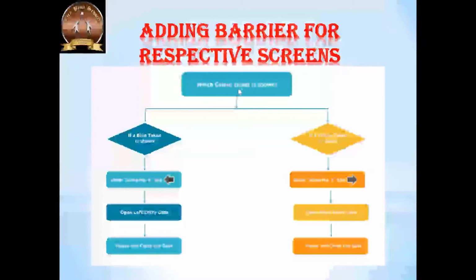Now again, the control of the barrier is dependent upon the color sensor. So now if a blue token is shown, then display screen 4 and open the left entry gate. That means we are going to use two motors here in this project, for two barriers. The left entry gate will open, wait for some time, and then close the gate.